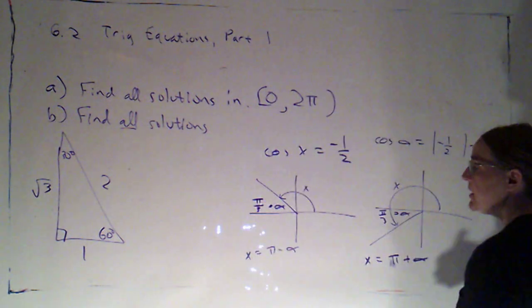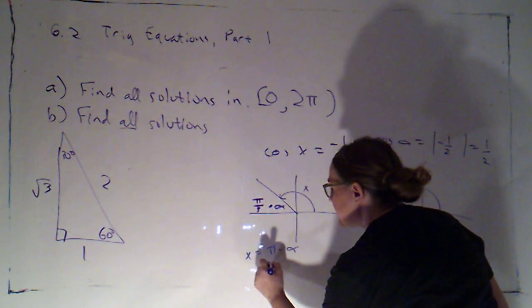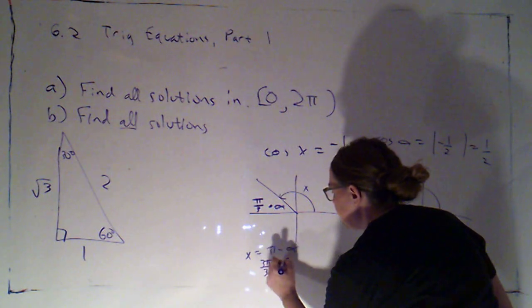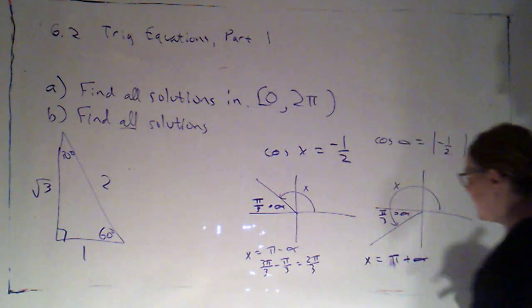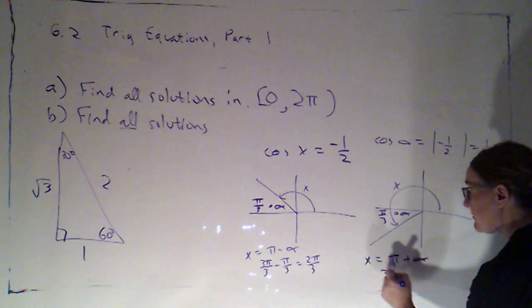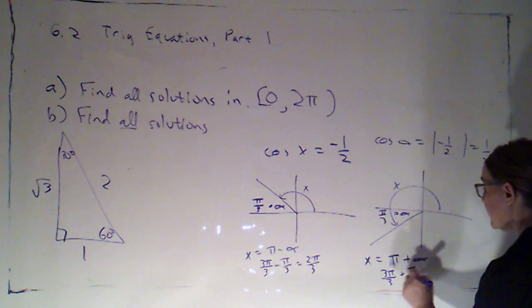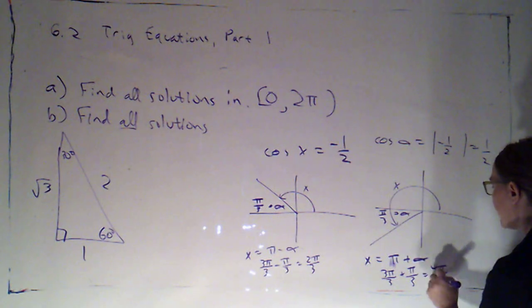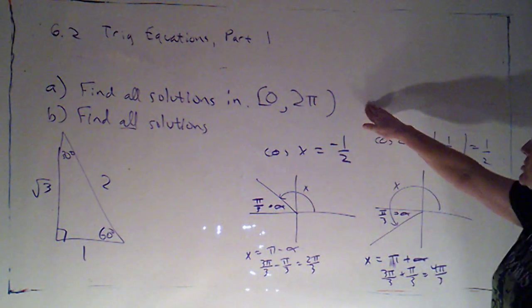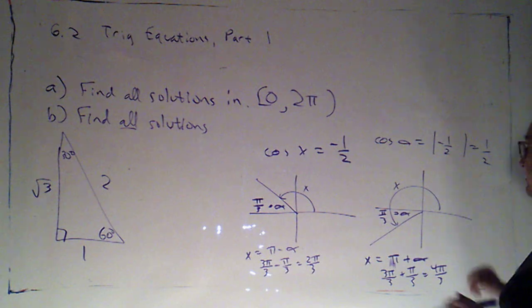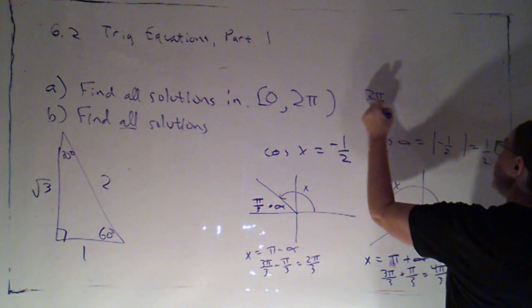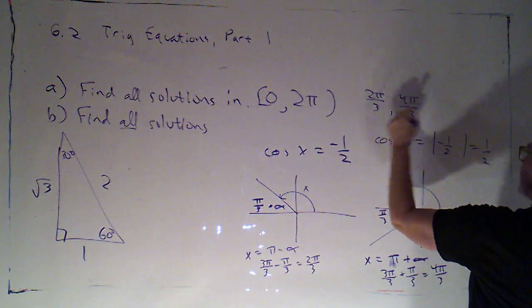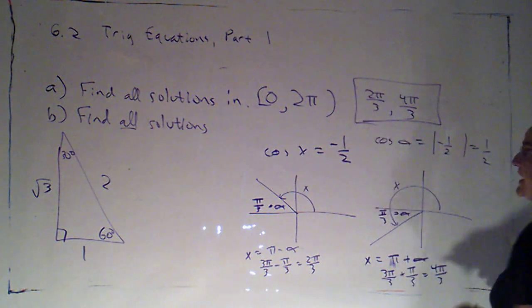So this is pi, which I can write as 3 pi over 3, minus pi over 3. That's going to give me 2 pi over 3. And here this would be pi, which again I could write as 3 pi over 3 plus pi over 3. That's going to give me 4 pi over 3. Okay. So all solutions between 0 and 2 pi, that would be 2 pi over 3 and 4 pi over 3. Those are my two answers.